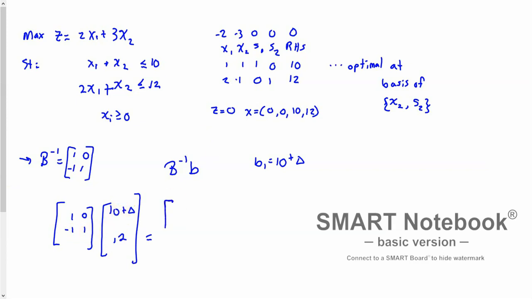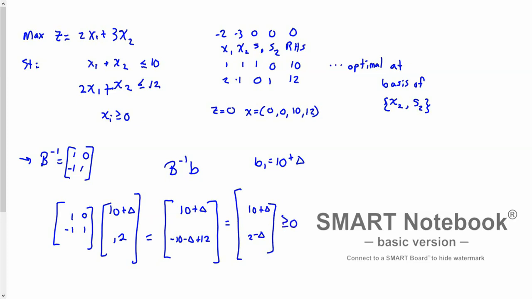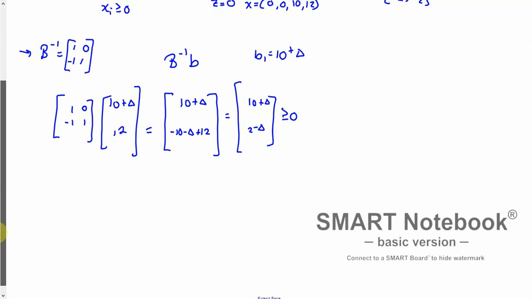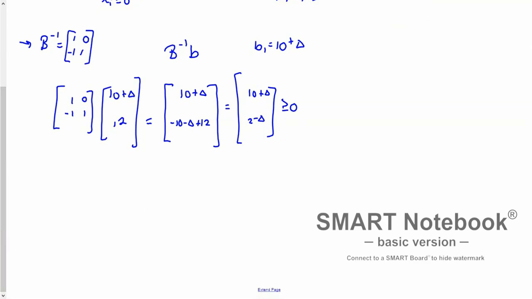So let's see what that gives us for our two entries. Well, this one's just 10 plus delta, and this entry will be negative 10 minus delta plus 12. So if I simplify that, I have 10 plus delta, and I will have 2 minus delta. Now, to stay feasible, this right-hand side has to be greater than or equal to 0. So I just need to check both of these are greater than or equal to 0, and I can take them piece by piece.